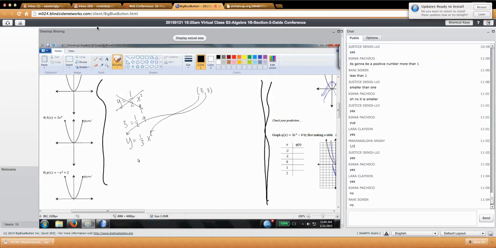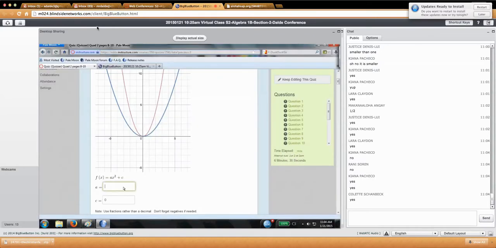3 is equal to 1/3 of 9. Is that true? Good. Then that's my answer. That's me being able to find the graph of this thing. I would type in 1/3.